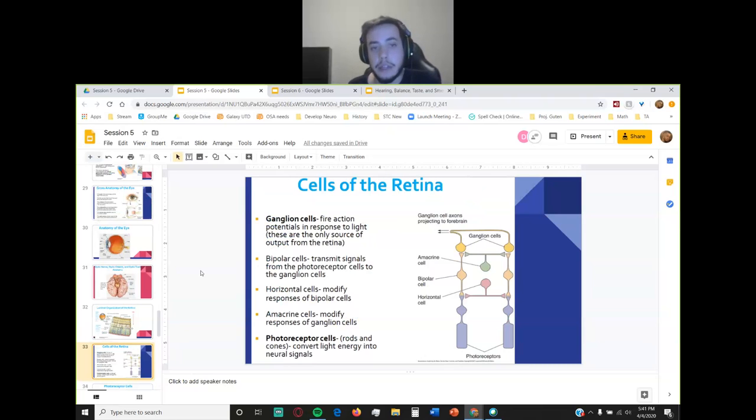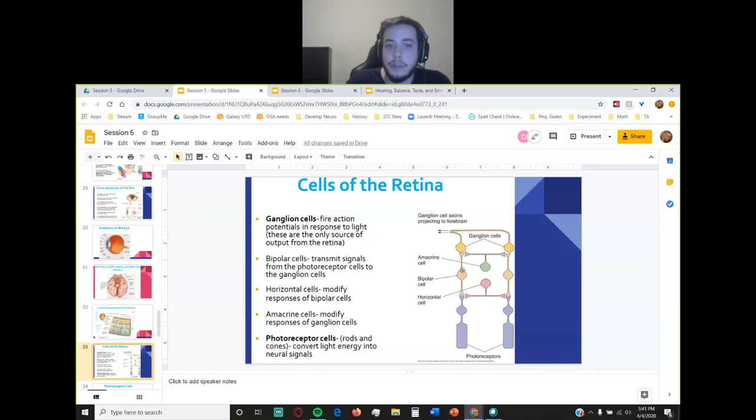So ganglion cells with action potentials will respond to the light. Receptors convert light energy into a membrane potential. So the membrane potential will be understood by the bipolar cell, that's going to be activated or inactivated to the ganglion cells, ganglions having the full action potential as we know it.